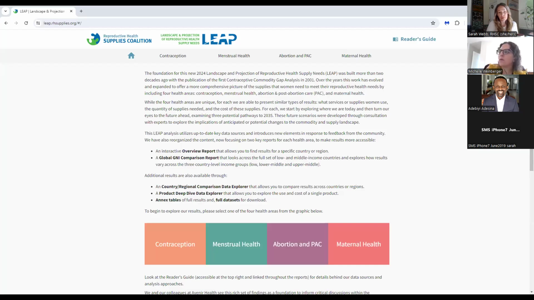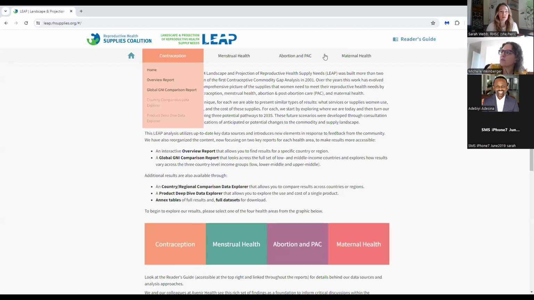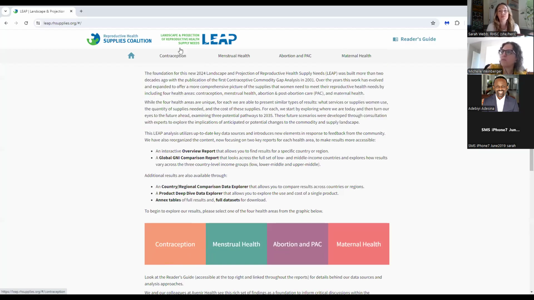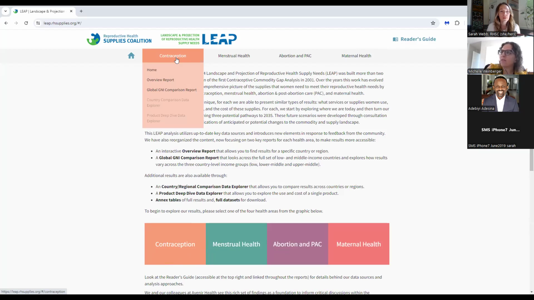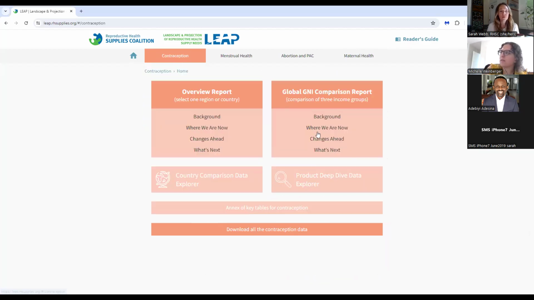Great. So on the LEAP homepage, you find some general background information, and then you can get to your health area of interest either through these boxes here or by navigating through these menus at the top. So we're going to start on contraception. We can see the different reports. Also to note that there's an option to download all of the data, so you can just get an Excel file with the data and do your own analysis and graphs as you wish from that. So we're going to start with the overview report.